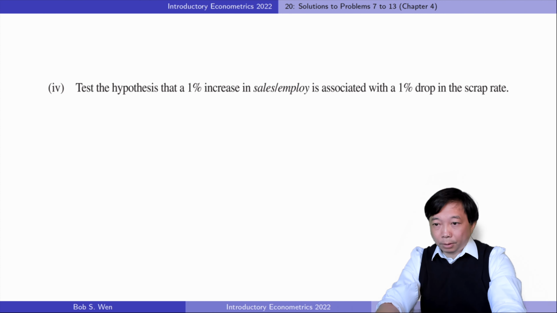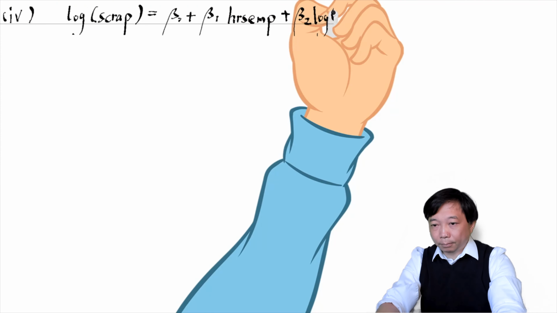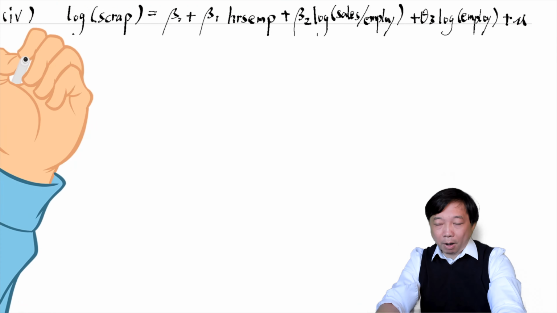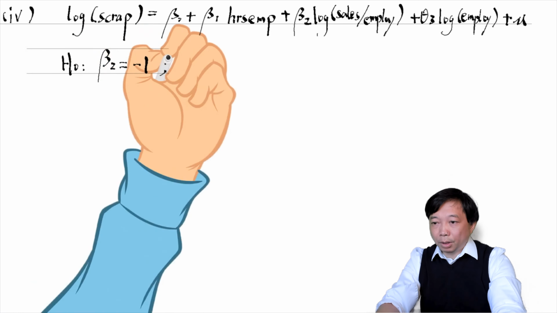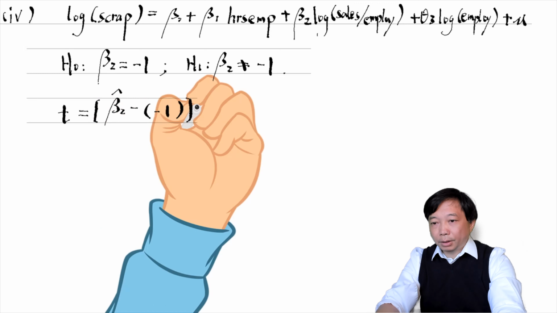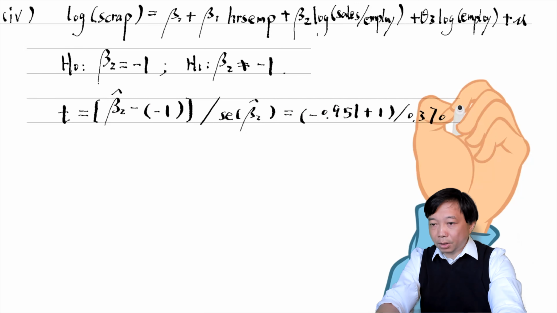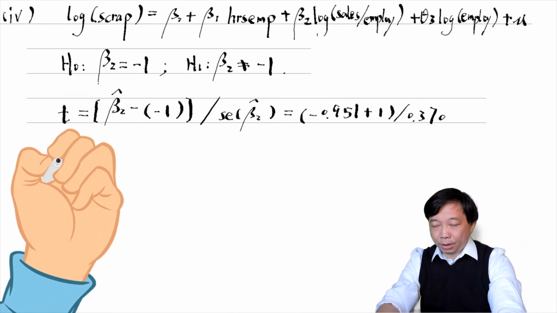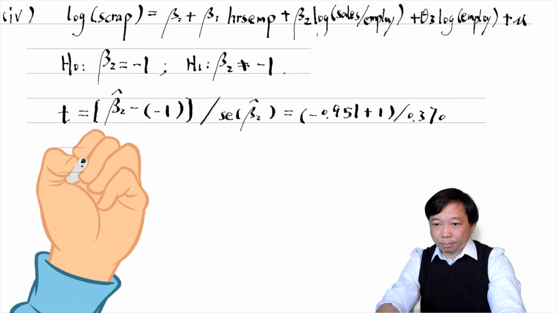For the fourth question, the null hypothesis is that beta 2 equals -1, and the alternative hypothesis is that beta 2 does not equal -1. The t-statistic is equal to the estimate of beta 2 minus the hypothesized value, and then divided by the standard error of the estimate.